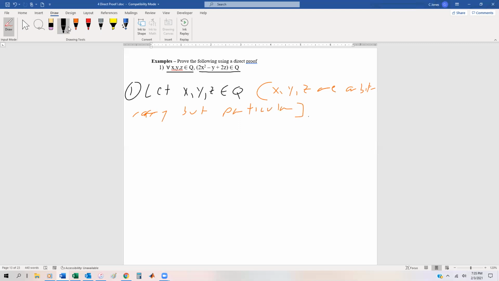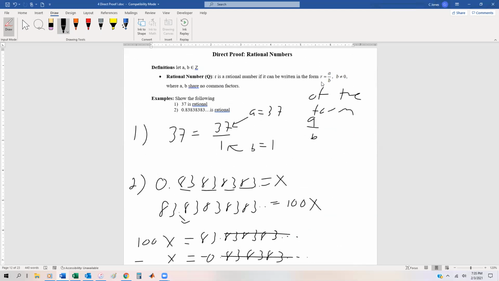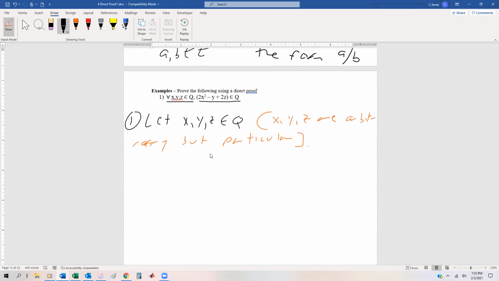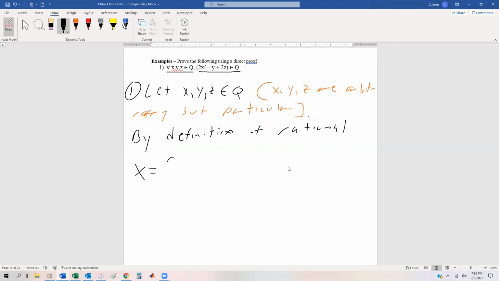We know that there's a definition for rational numbers, all right? So these aren't integers. Remember, a rational number is written of the form a over b, all right? So we can say by definition of rational, we're going to have a lot of definitions going on here. We're going to say that x is equal to, let's just say, a over b. Let's say y is equal to c over d. And we're not going to reuse a and b because that would mean that x and y are equal, and we certainly don't want to imply that. And then we're going to say that z is going to be equal to e over f.